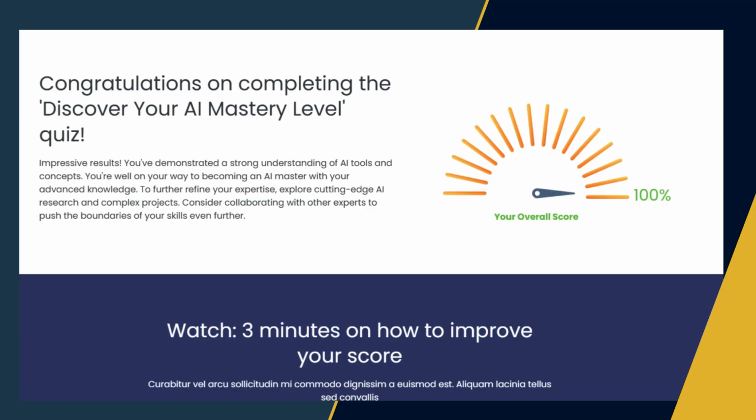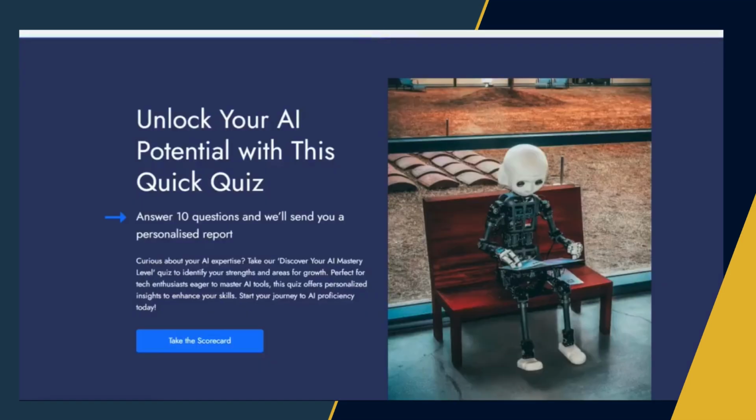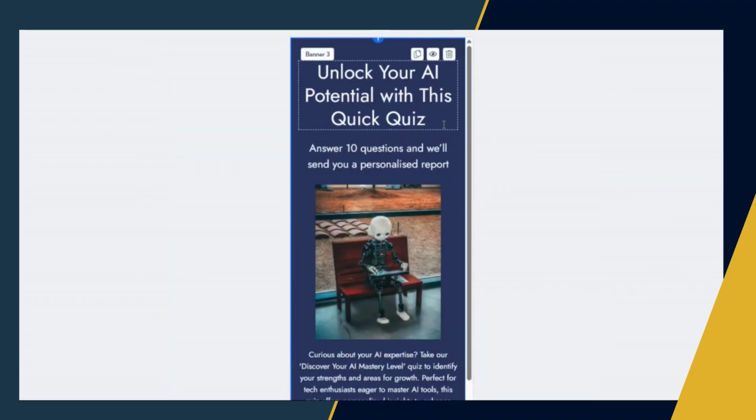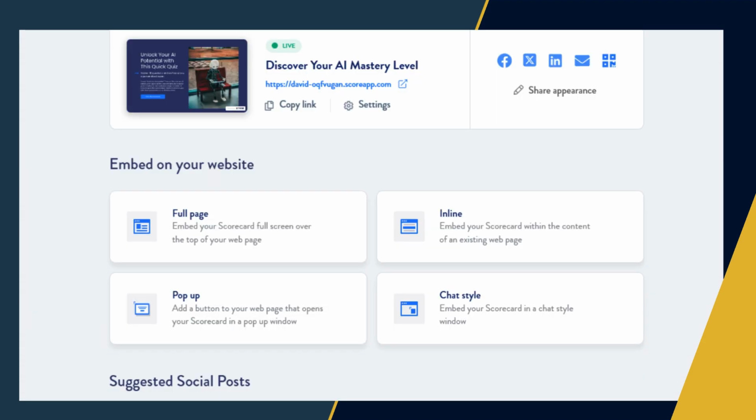ScoreApp lets you provide instant feedback based on user scores. Customize results and set up lead capture to grow your email list. Before publishing, test your scorecard for clarity and mobile compatibility. Then, share it across your website, social media, and email campaigns. Here is the result.